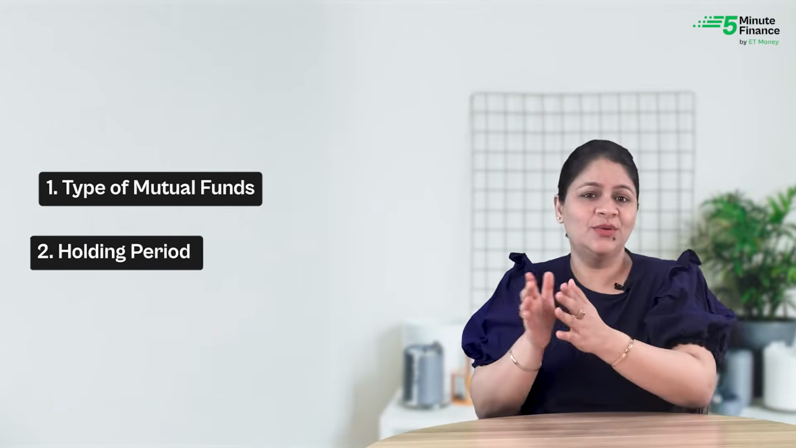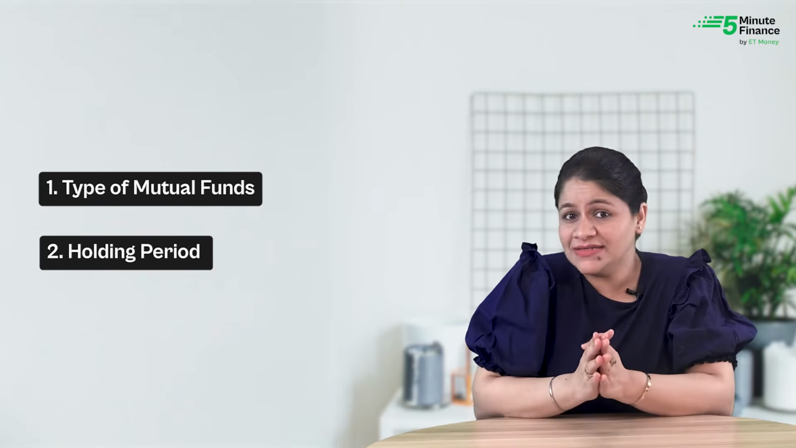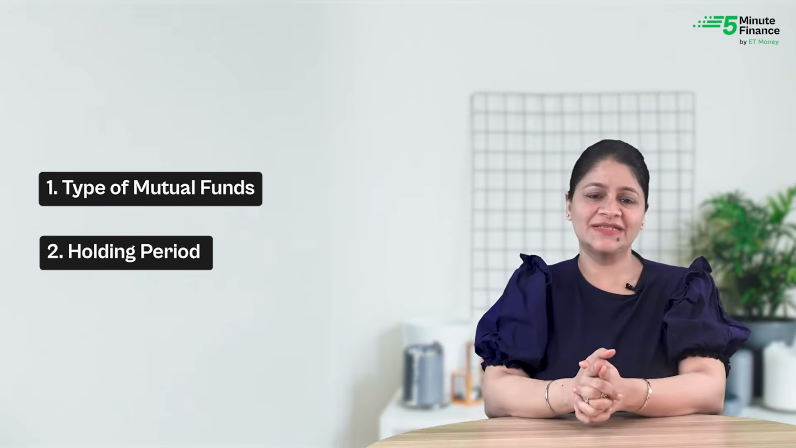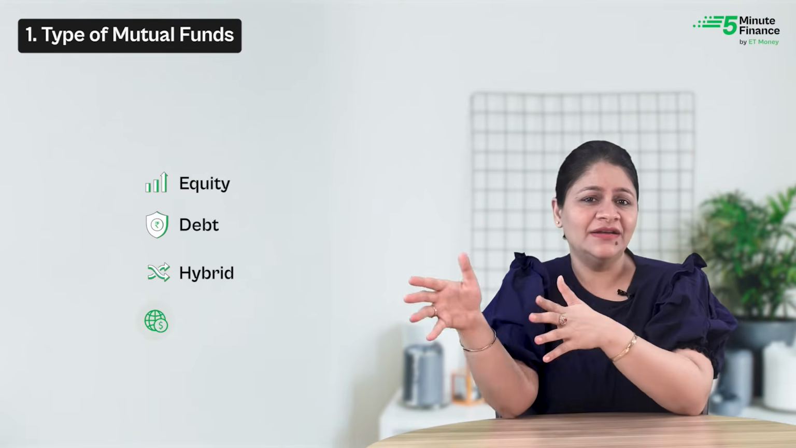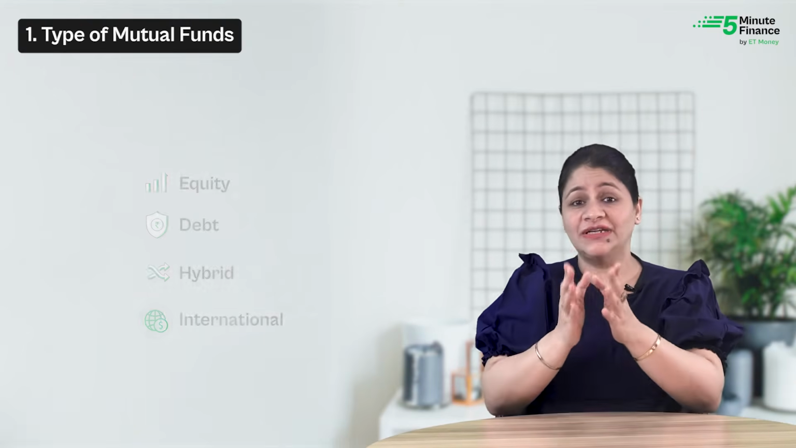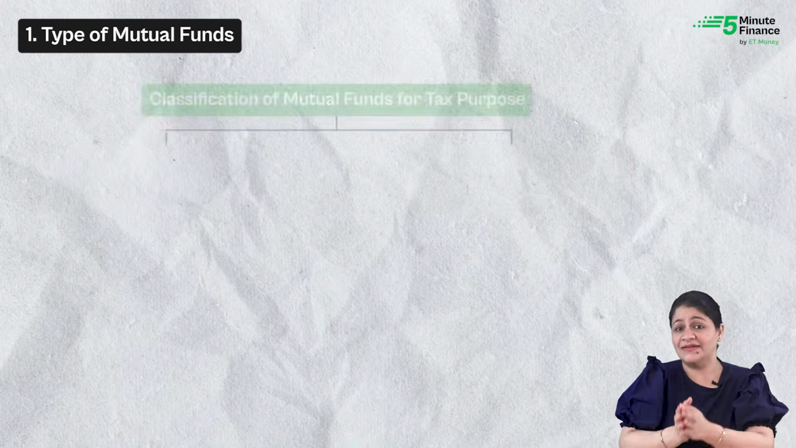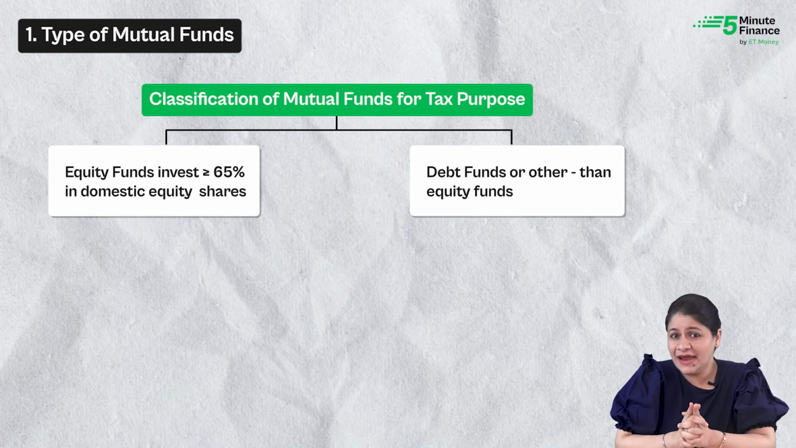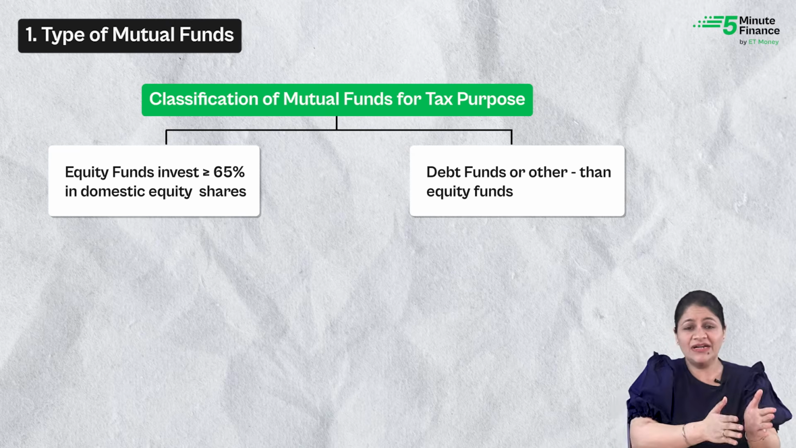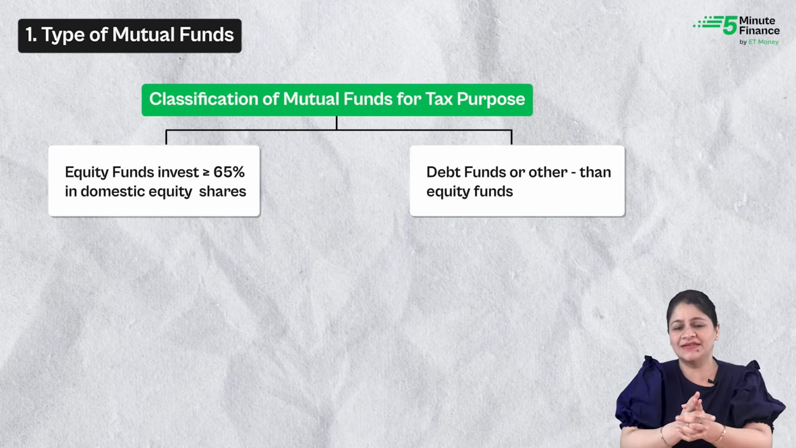The taxation of capital gains or profits depends on two factors: the type of mutual funds and the holding period. First, let's understand what we mean by type of mutual funds. There are different types of mutual funds: equity, debt, hybrid, international, and so on. But for taxation purposes, mutual funds are classified into only two categories, that is equity and other than equity, or what we call debt. So, for taxation purposes, any category of fund will follow either equity taxation or the other than equity taxation.